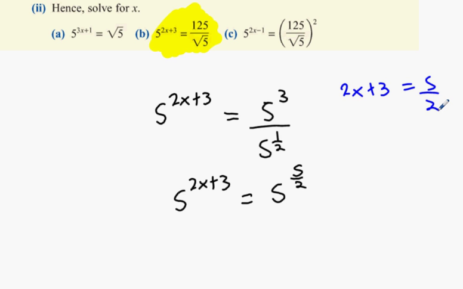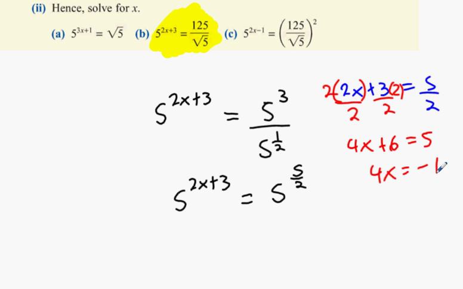What's the awkward thing about this? Anything to get rid of the fraction, what can we do? Now what does it become? 4x plus 6 equals 5. 4x equals 10. So with that, we'll drive on.